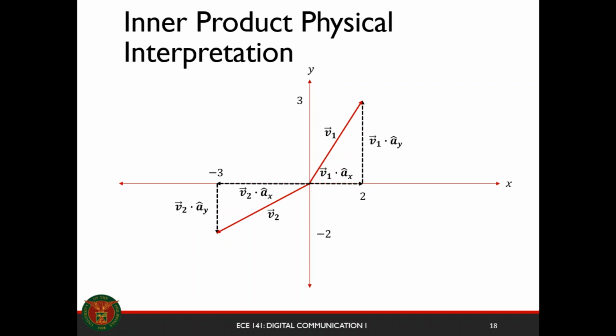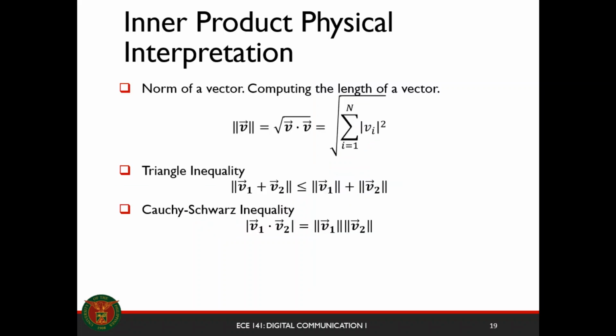Right. What is the physical interpretation of an inner product? Well, projection is one. If you take the norm of the vector, which is also called the length of a vector, we're just getting the square root of its inner product with itself. And a property of the norm is that if we have the sum of two vectors and we take the norm of that, it's less than or equal to the sum of their norms. So this is called the triangle inequality.